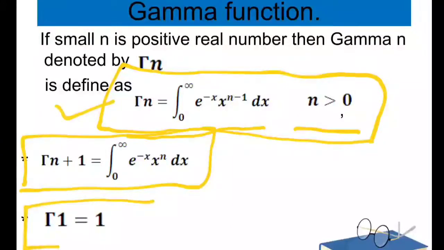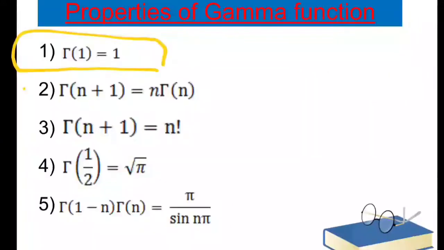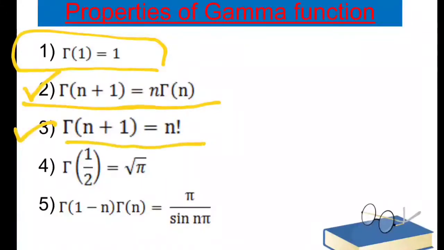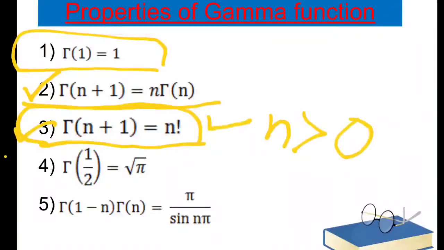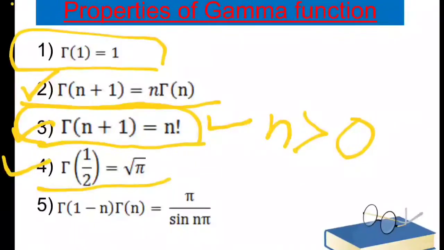Next, the value of gamma 1 is 1, and there are some properties, that is gamma of n plus 1 is equal to n gamma n. Next is gamma of n plus 1 is equal to n factorial. This is the second property of gamma function, and this property is applicable if n is a positive integer. And see here, gamma of 1 by 2 is equal to under root of pi. The proof of gamma 1 by 2 is equal to under root of pi we are going to discuss in this lecture.